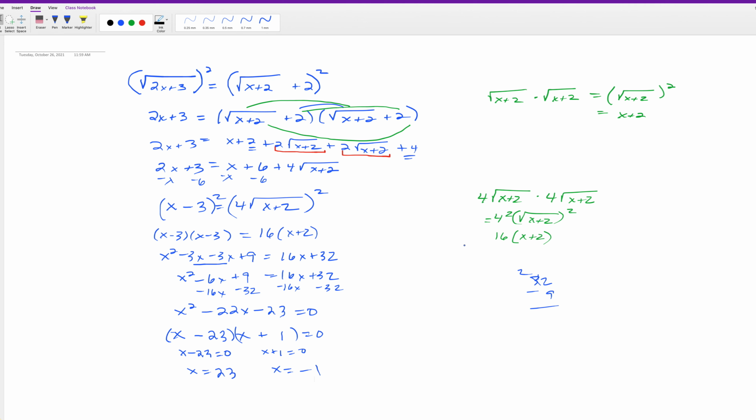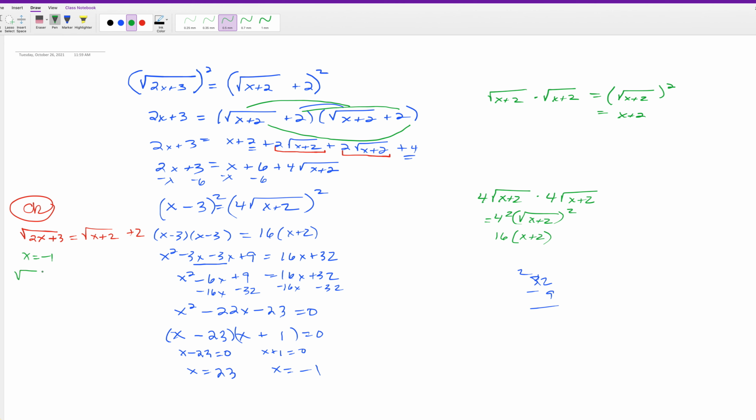All right. So now it is important that we check our solutions. This is a radical equation, so I could have extraneous roots. So in order to check, you have to go back to the absolute original. Square root 2x plus 3 equals square root x plus 2 plus 2. Okay, so let's test negative 1 first. That seems easier.